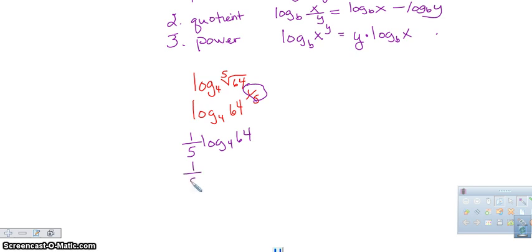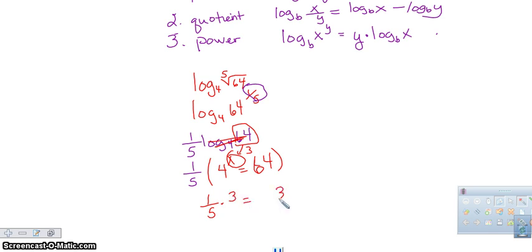So I have 1/5. Now another thing that you can do is this 64 we can change so that it has a base of 4, or you can just realize that you could rewrite this so it's 1/5 times 4 to some power equals 64. That power would be 3. So the answer to this whole thing right here is 3. So I have 1/5 times 3, which is 3/5. That's one way you could do that.